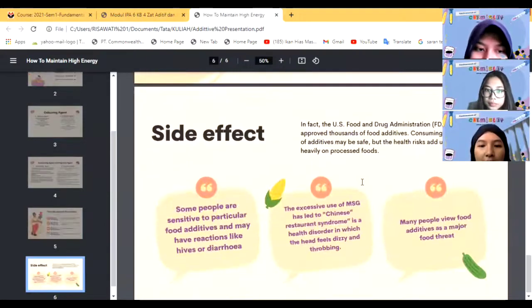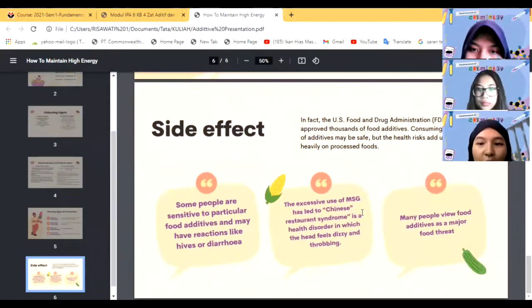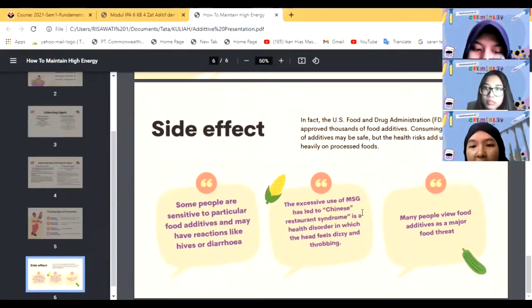And the side effect. In fact, the US Food and Drug Administration or FDA has approved thousands of food additives. Consuming a small amount of additive may be safe, but the health risks end up if you rely heavily on processed food. That is three.